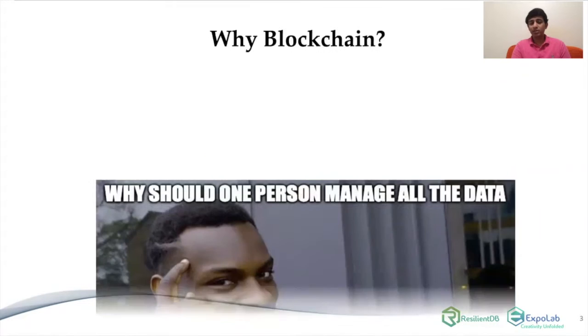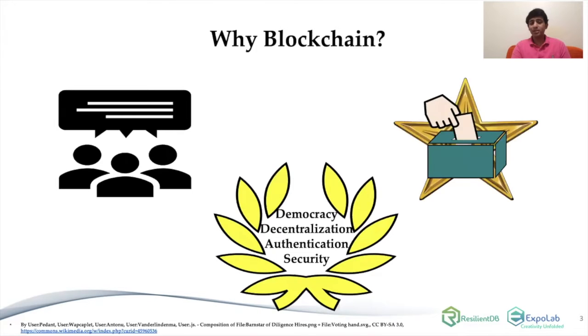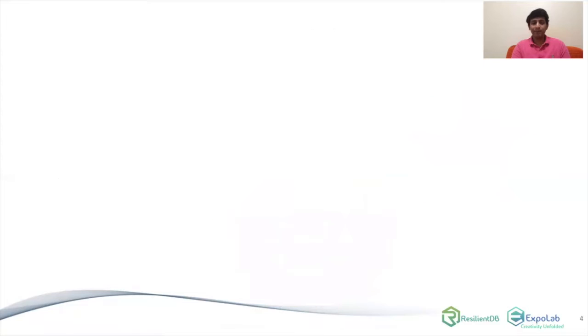Why do we need blockchain? Well, blockchain comes from a theory which says, why should one person manage all the data? Can we give everyone the right to make their decisions? Basically, blockchain promotes democracy, decentralization, authentication, and security. Give everyone the right to vote, give everyone the right to hold and manage their data.